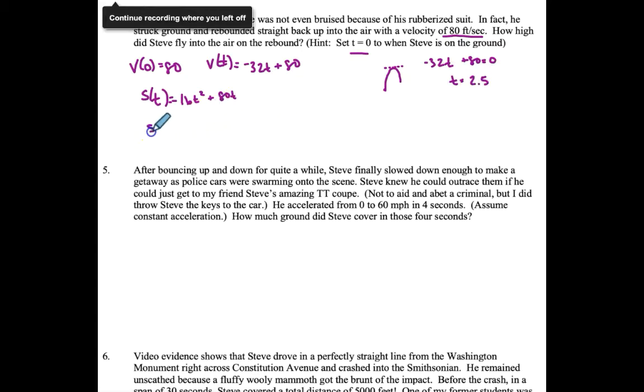So really what I want to do is plug 2.5 into my s equation to find out just how high Steve went on his rebound. And I'm going to use my calculator to evaluate all of this. And I find out that s of 2.5 is exactly 100 feet. So that's how high Steve went on the first rebound.